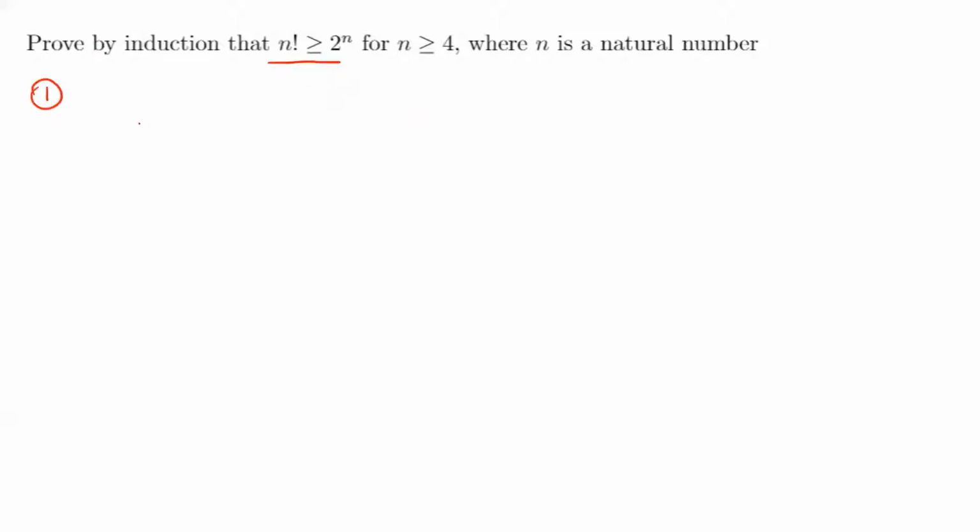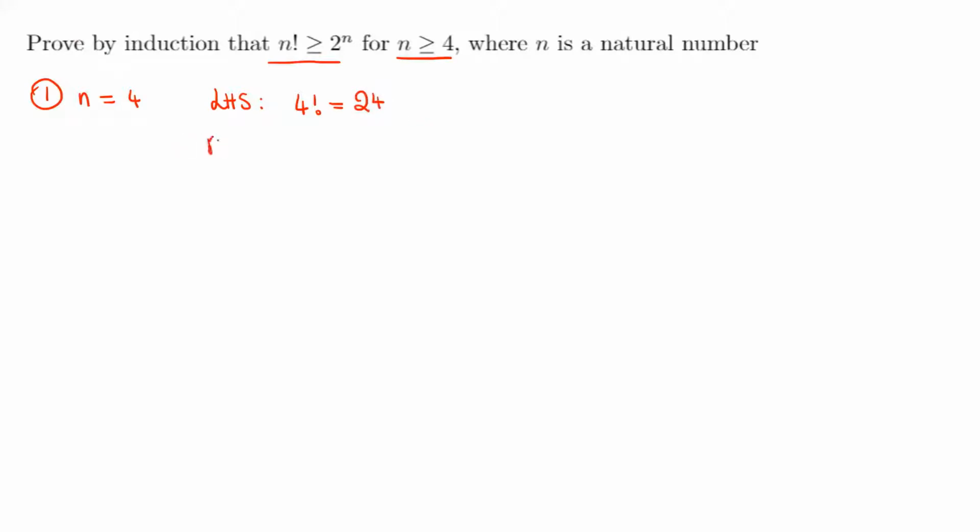As usual, our first step in proof by induction is to show that it's true for the smallest value of n. In this case, the smallest value of n is going to be 4. So if we substitute 4 into the left-hand side, we get 4 factorial, which is 4 by 3 by 2 by 1, and we can put that into our calculator and we'll get 24.